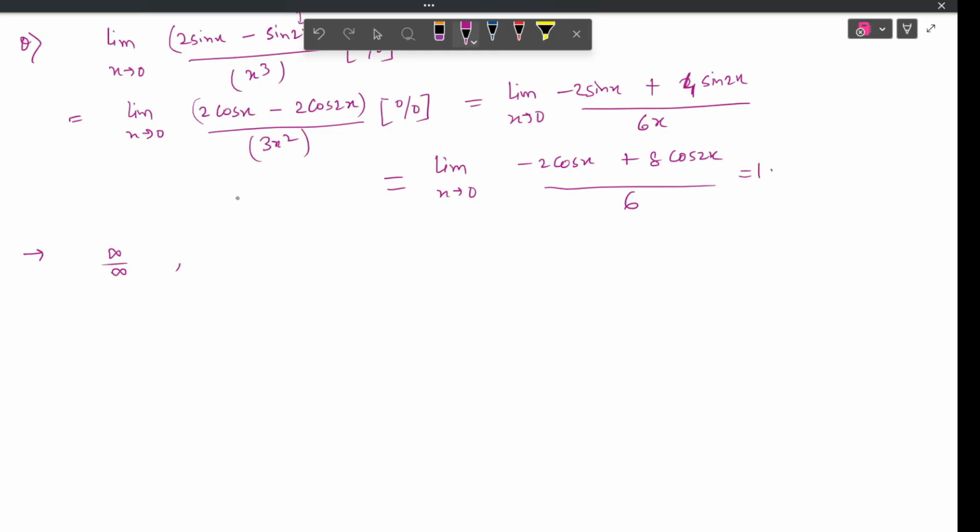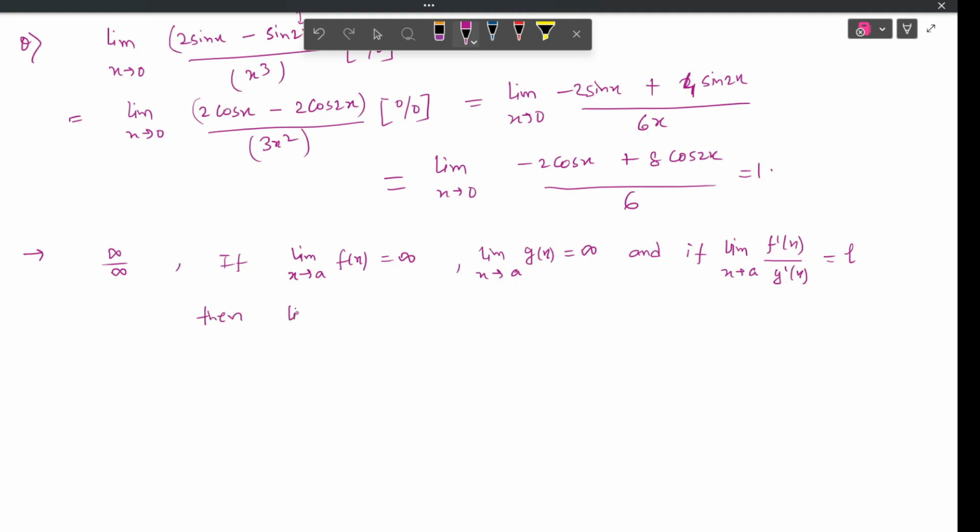The theorem regarding infinity by infinity is: if limit x tends to a, f of x is infinity, limit x tends to a, g of x is infinity, and if limit x tends to a, f dash x by g dash x is, let us say, L, then limit x tends to a, f x by g x will also be equal to L.